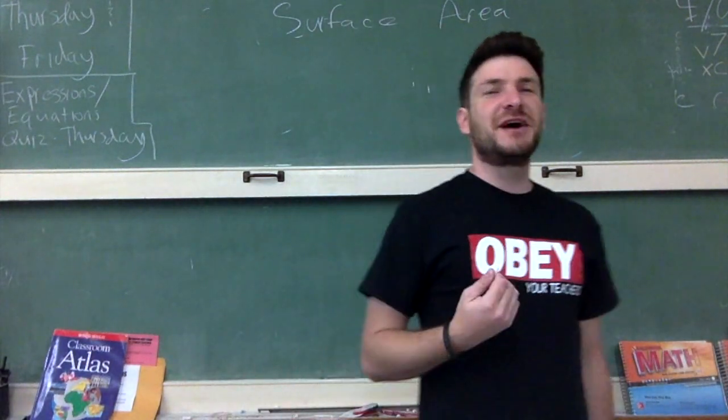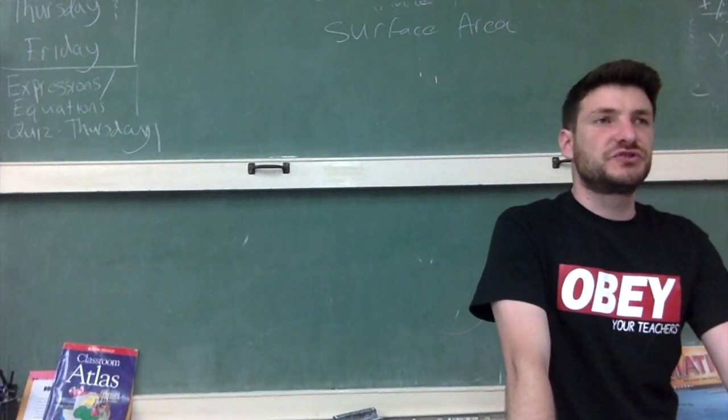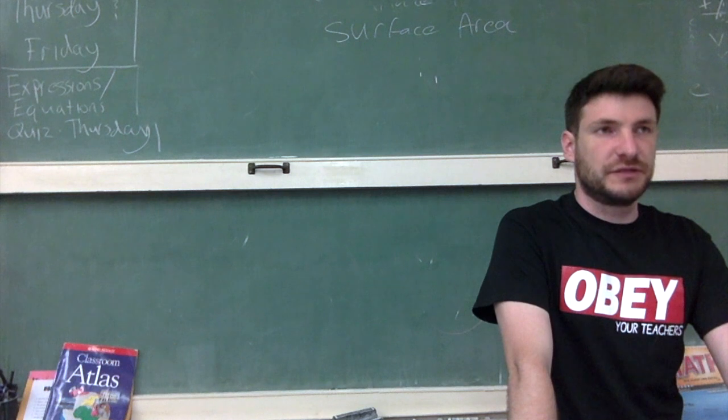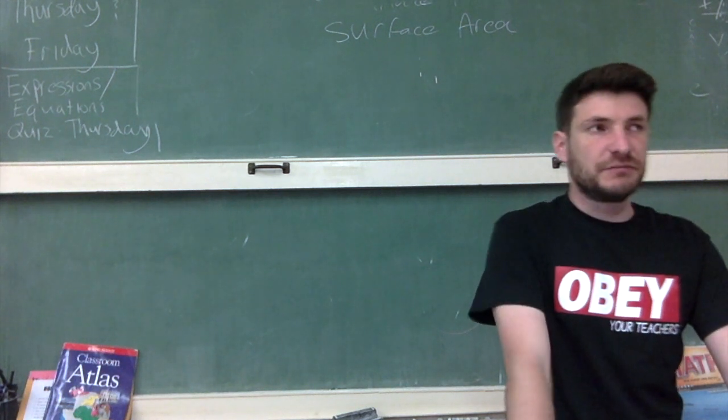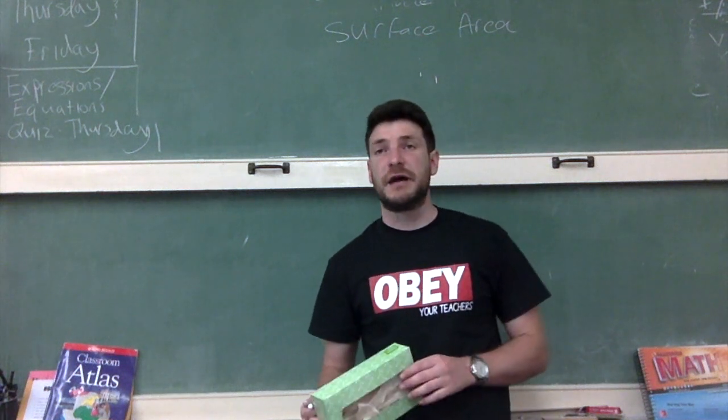So today we're going to be talking about the surface area of a rectangular prism. Talking about surface area is actually pretty simple, and it ties into our lessons from last week and lessons about how to find an area.